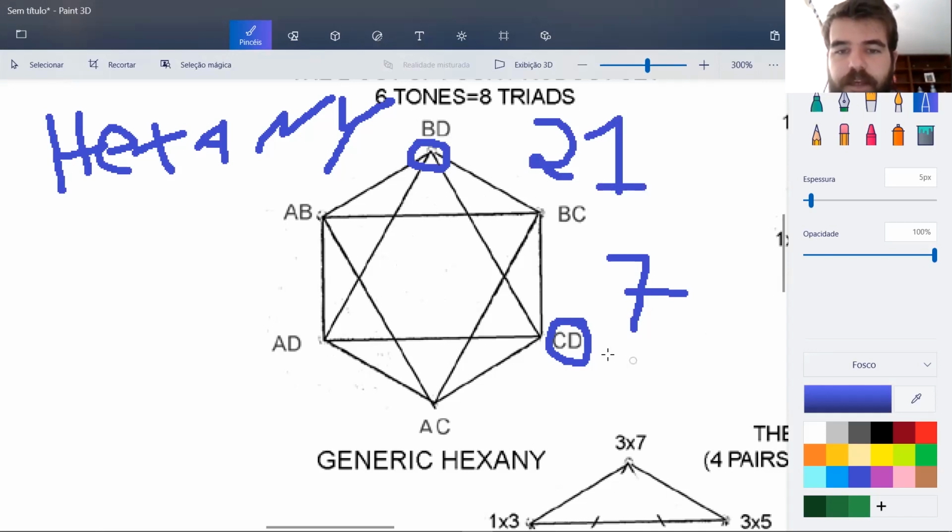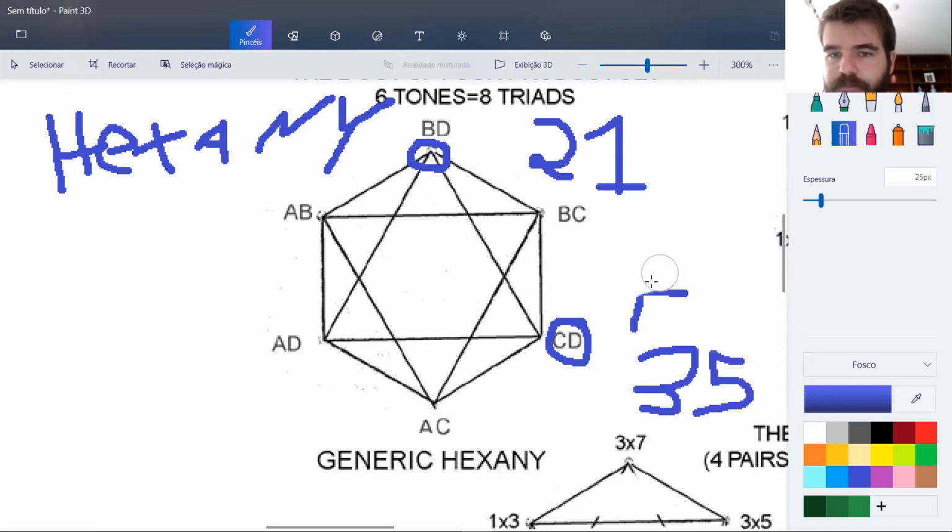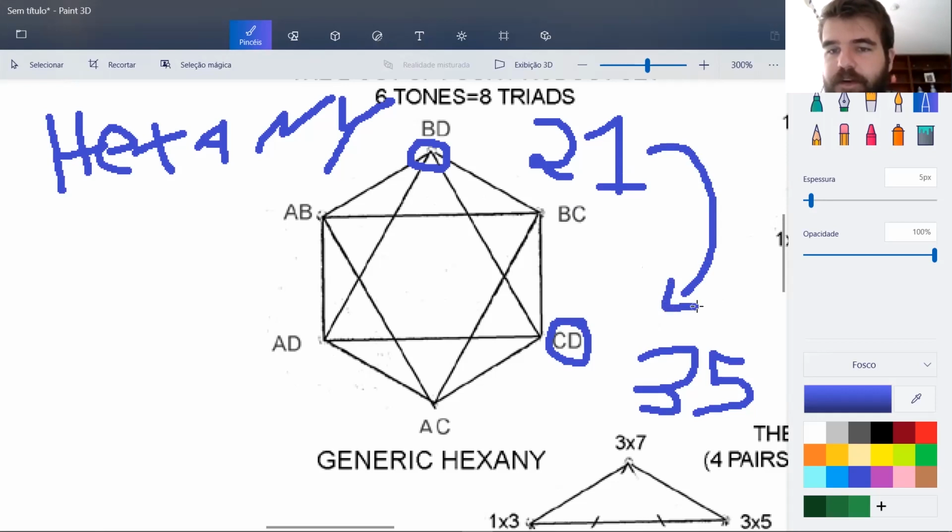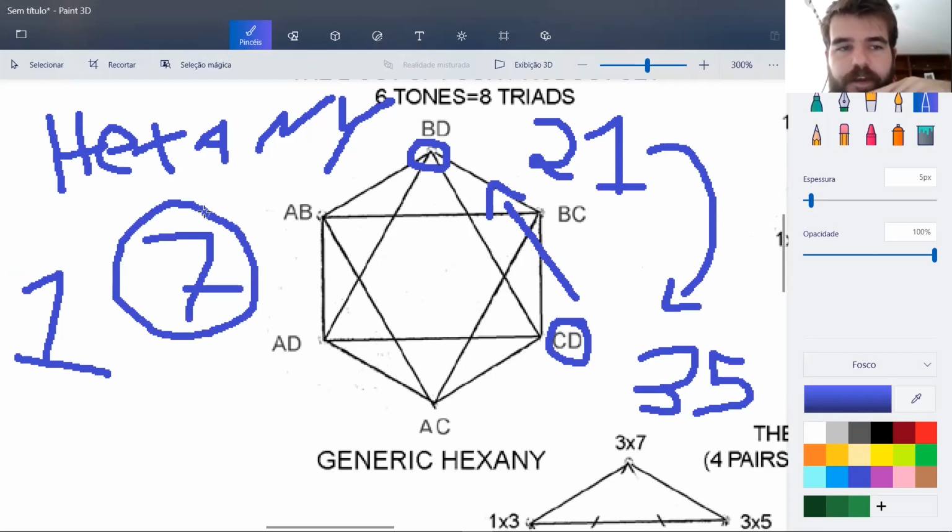3 by 7, yeah. And here I have a 35. Do you understand it? So these two harmonics share one same fundamental that is not one. In this case, it is the harmonic series of 7. So they share a fundamental with the 7, with the 7 harmonic.